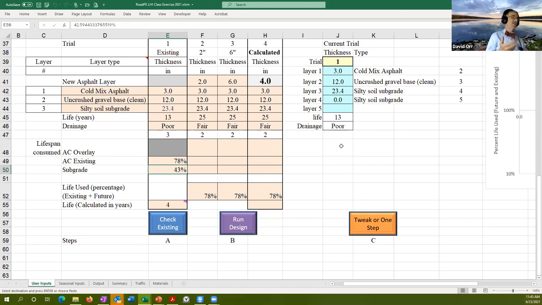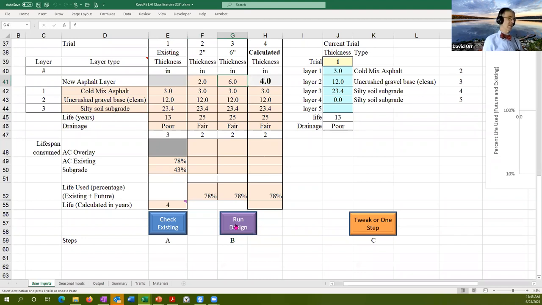Then what you could do is come in here and run the design. Okay. And you can hit the run design button. Now it's going to take longer for it to run. So I'm going to start running it. And the thing is, I can hide it and run it in the background, which is pretty neat. So I'm going to run the design, and it's going to check it once at 2 inches. It's going to check it another time at 6 inches, and it's going to triangulate the actual thickness.